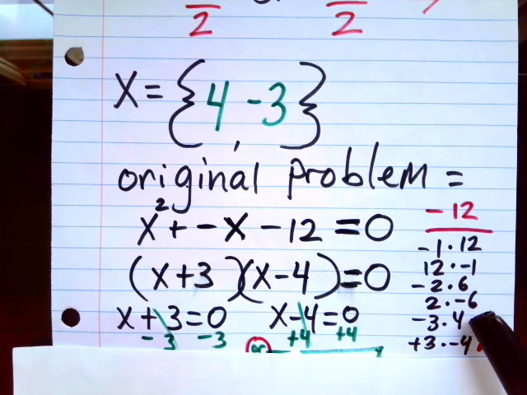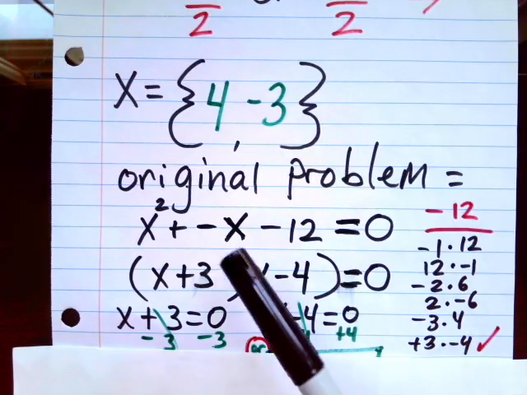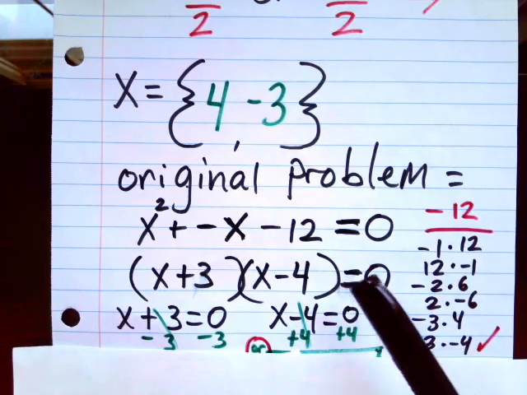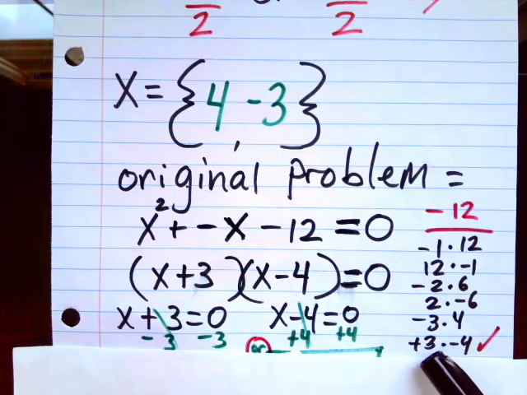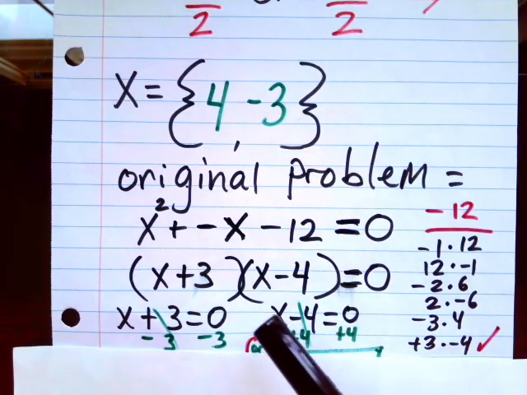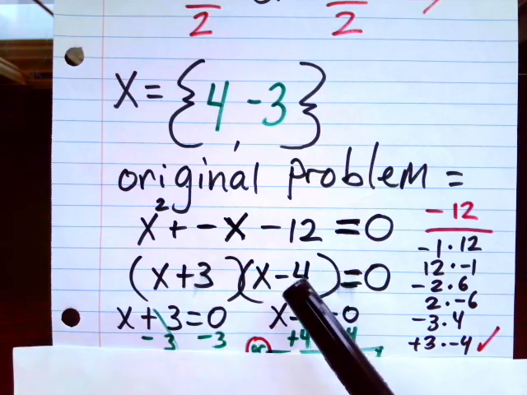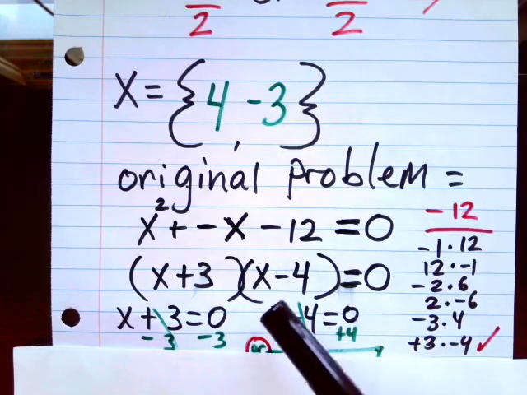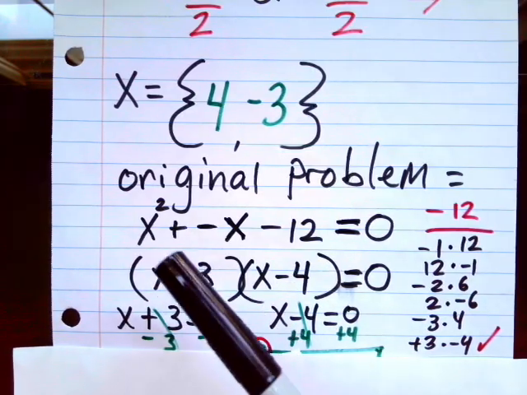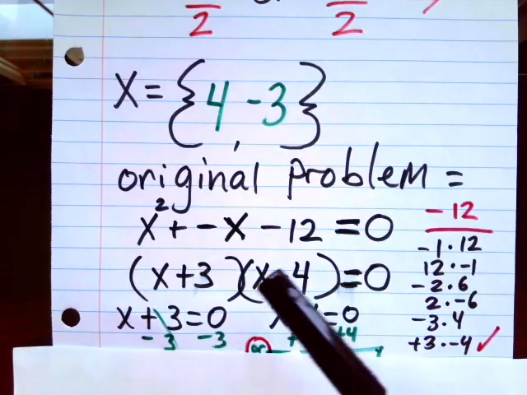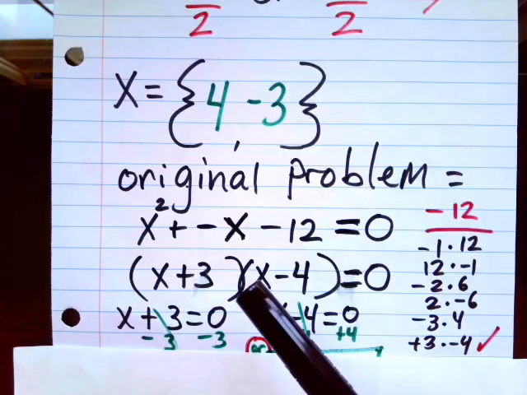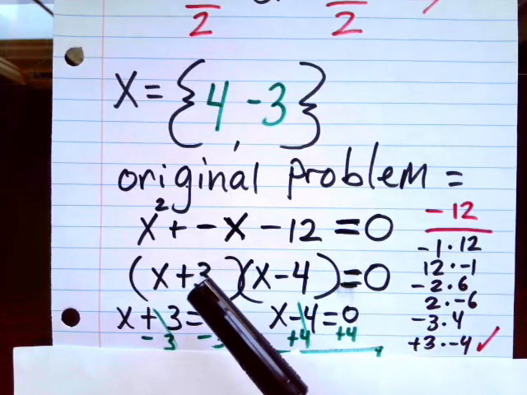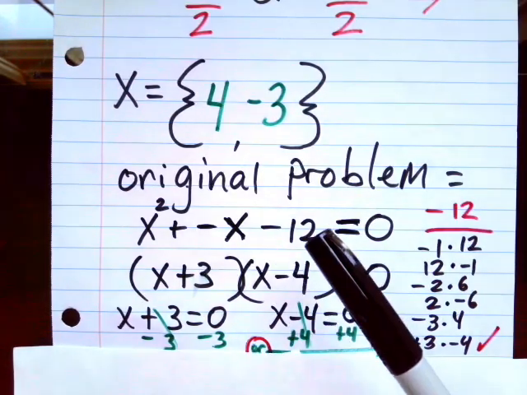Well, which of these factors would add up to that negative 1 in the middle? Well, positive 3 times a negative 4 gives me negative 12. And then 3 plus a negative 4 gives me a negative 1 in the middle. So I can put these terms inside the parentheses: x plus 3, x minus 4. Because when we multiply x times x, that gives us x squared. X times a negative 4, and 3 times an x, gives us that negative x value in the middle when you combine like terms. And then 3 times a negative 4 gives us negative 12.